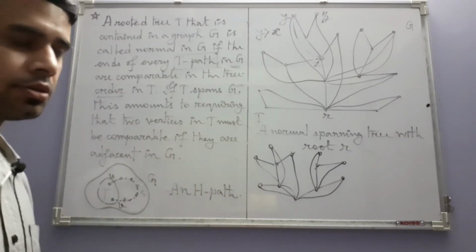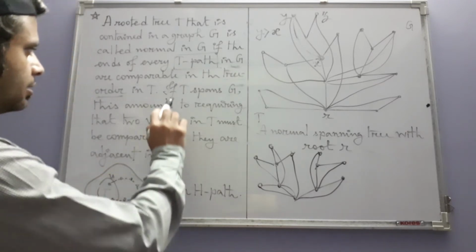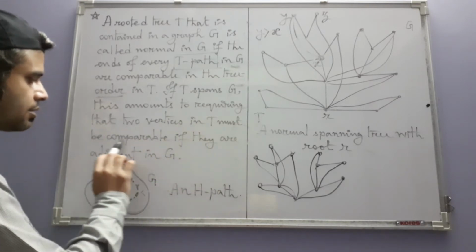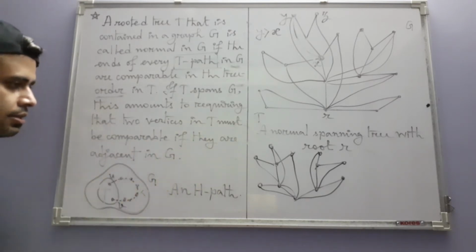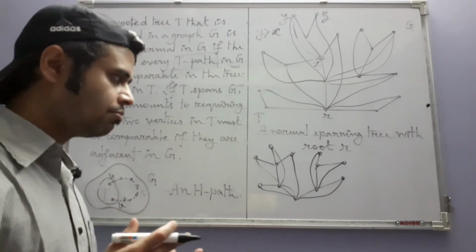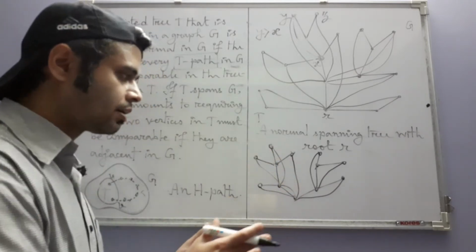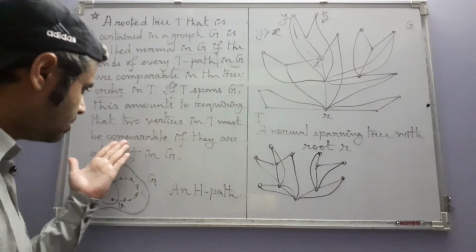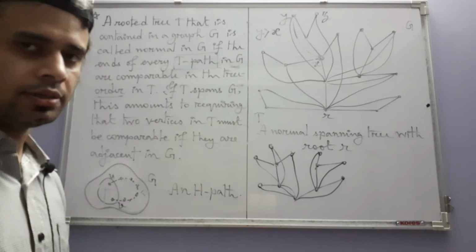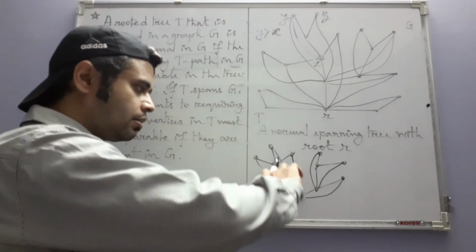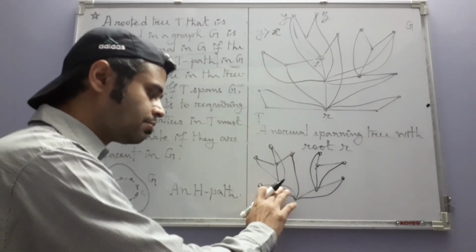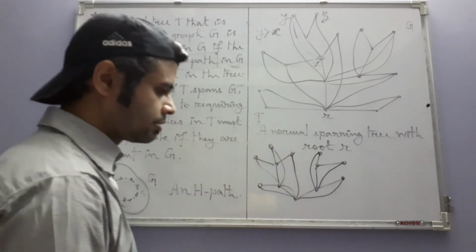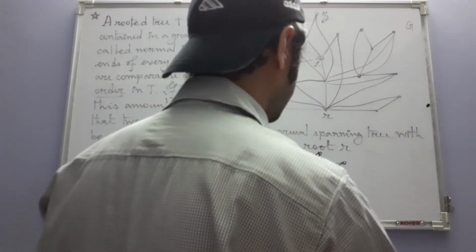If you have those extra links, the tree is not normal. Otherwise it is normal. So they are saying if T spans G, this amounts to requiring that two vertices in T be comparable if they are adjacent in G. So the vague way of saying that the entire graph somehow follows the growth of the tree is made precise by this order relation, comparability. The growth has gone from a lower stage to an upper stage. That is the notion of normality.